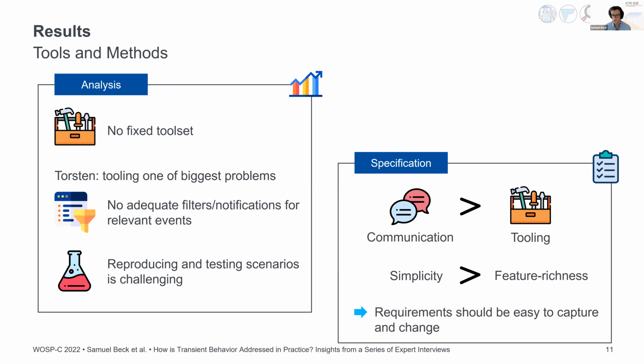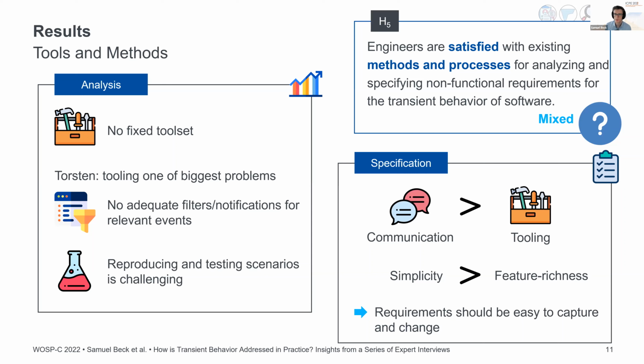When we asked them about their tools for specifying non-functional requirements, they said that in their opinion, communication with non-technical stakeholders is much more important than the tooling that they use. That's also why they prefer very simple tools over feature-rich tools that are also easy to use for non-technical stakeholders. What is important for them is that requirements are very easy to capture and also to change. So they mostly use just text processors like Word, or even just Post-it notes to collect requirements.